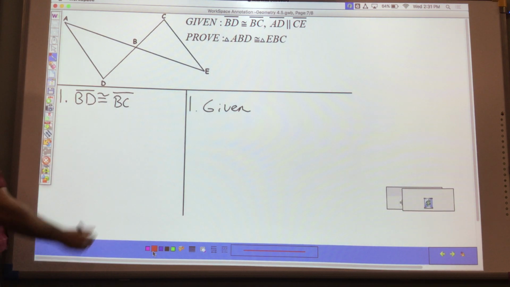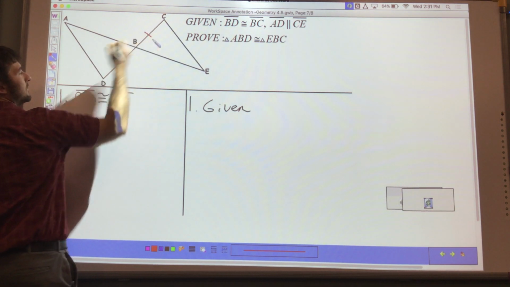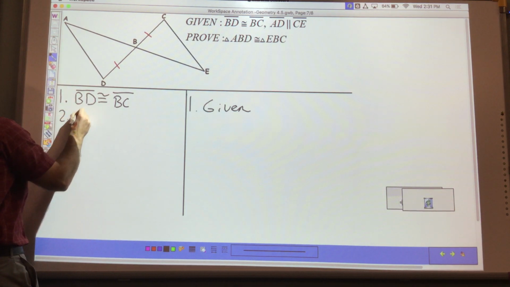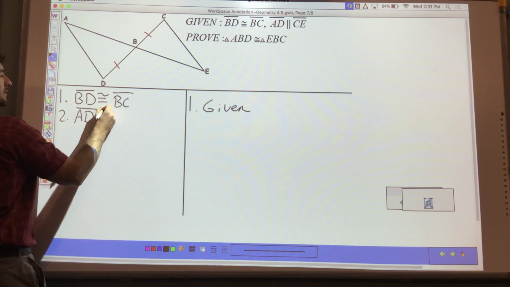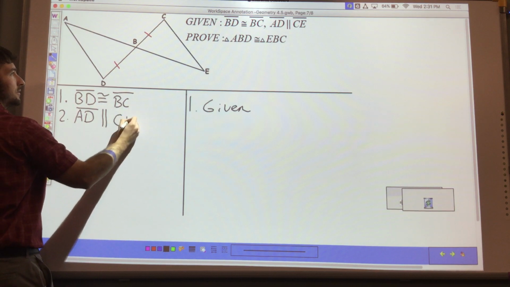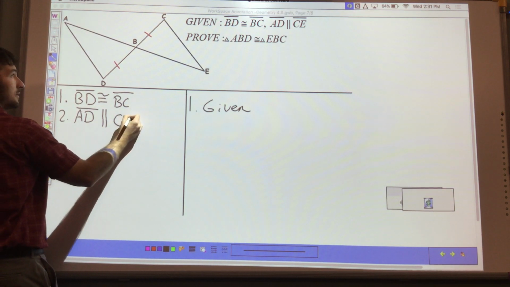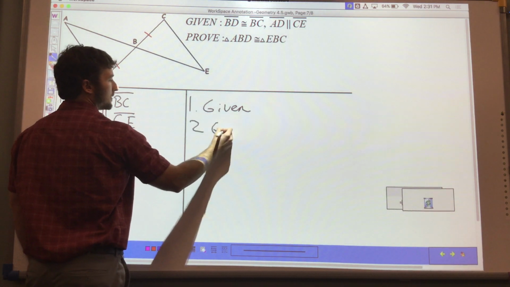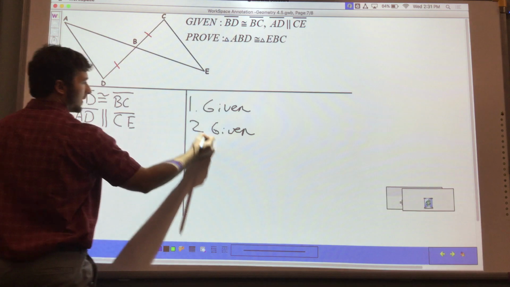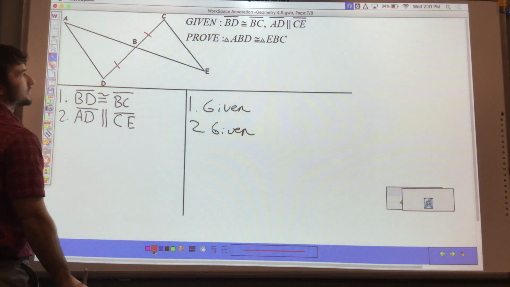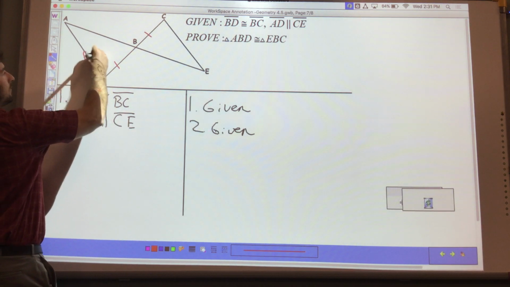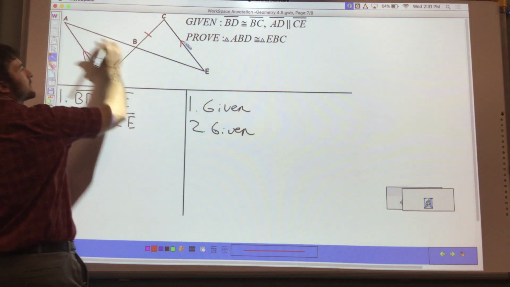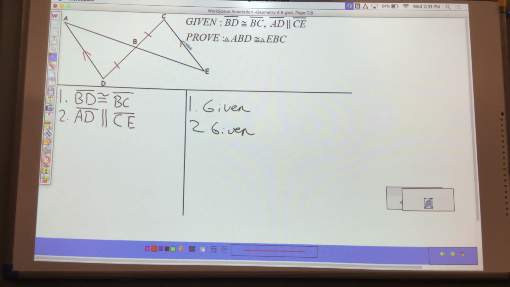So BD and BC. There's a side right there. Next we have segment AD is parallel to segment CE. Now, you're not just going to be given parallel lines for no reason. So you should already be thinking, well, parallel lines, they're cut by a transversal, or they're cut by this transversal. Gonna need to use that.